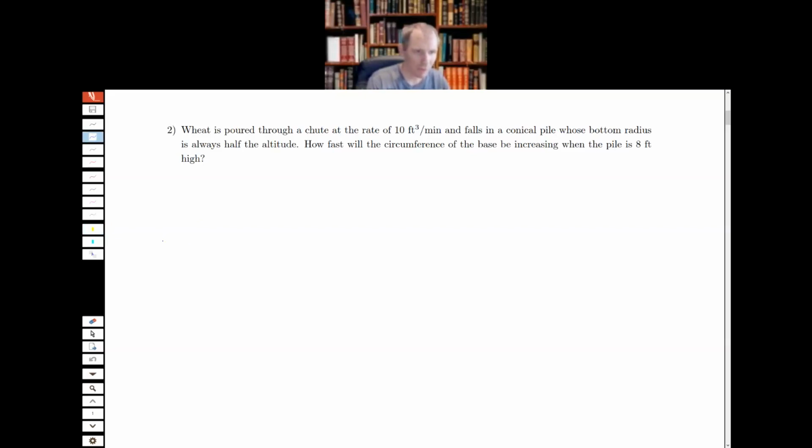So we have this stuff falling on the ground, and it's going to form a pile in the shape of a cone. The radius at the bottom is always half the altitude, or height, h. So radius is 1/2 h. It's being added at a rate of 10 cubic feet per minute. That's a rate of change of volume, so we're given that dV/dt is 10.